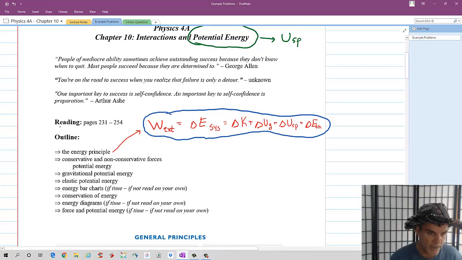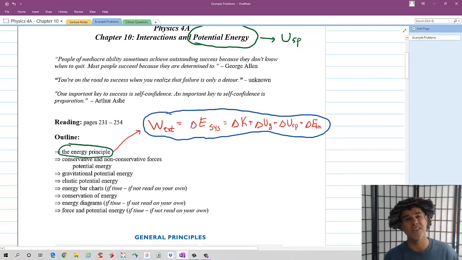The big thing in this chapter is the energy principle. This is the one equation that we're pretty much using the entire chapter. Everything revolves around this equation. If you remember the energy principle from Chapter 9, we basically said that the work done by all external forces is the change in energy of the system.